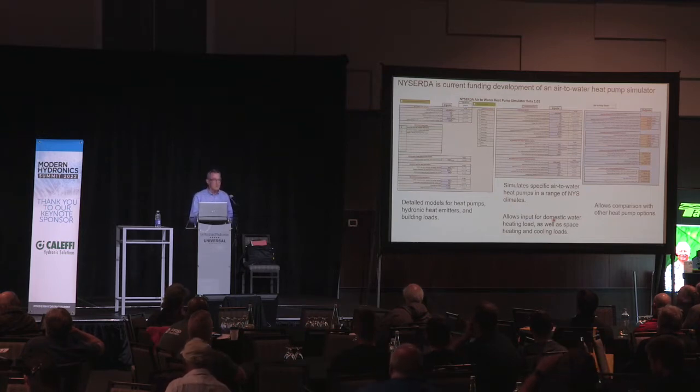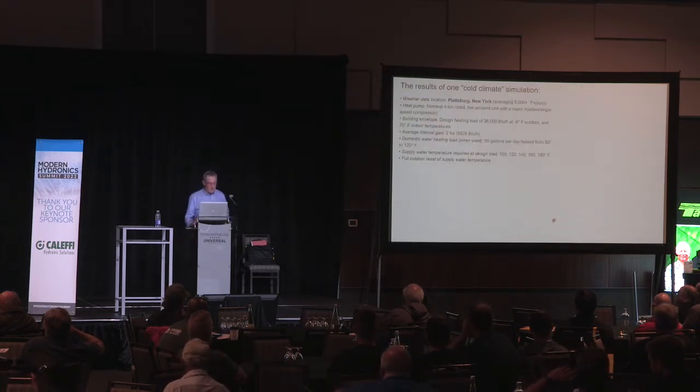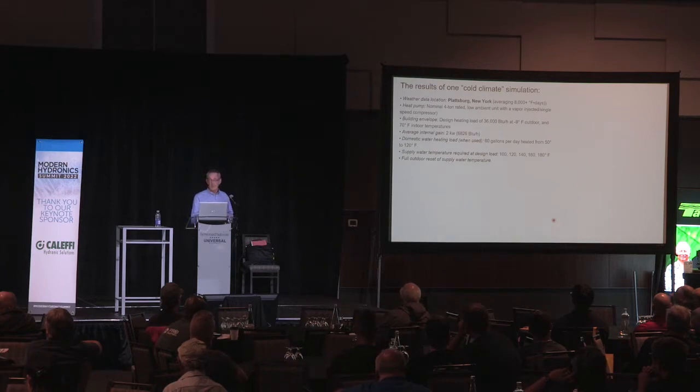And we found some interesting things, and I'll show you one of the results for Plattsburgh, because again, Plattsburgh's a pretty cold climate. I mentioned 8,000 degree days. We modeled a building that has a 36,000 BTU per hour design load at -9 Fahrenheit, which is design load conditions in Plattsburgh. We're going to maintain 70 degrees inside. We're using a nominal 4-ton rated, that's 48,000 BTU per hour, vapor injected, single stage compressor heat pump, okay?